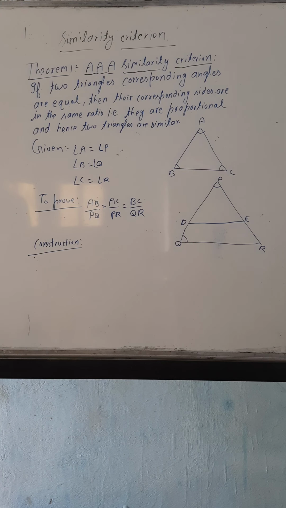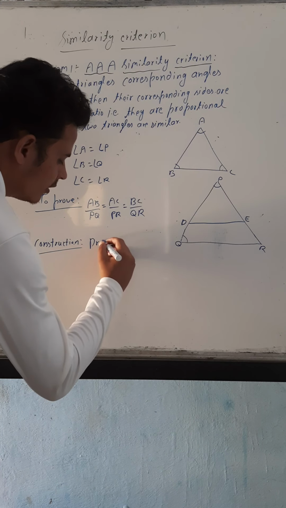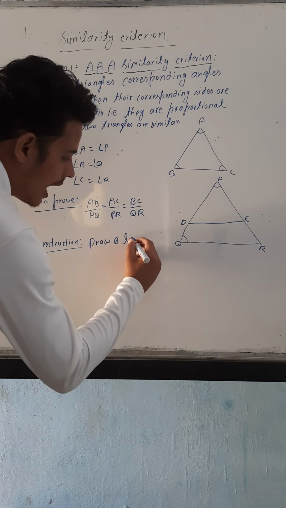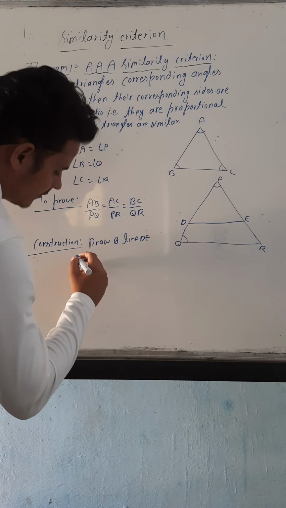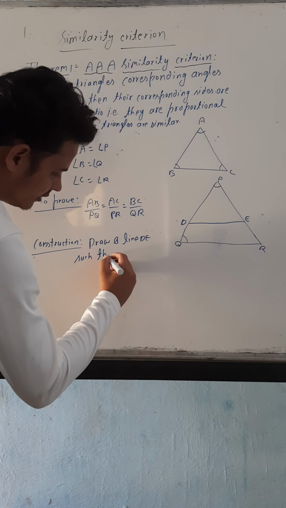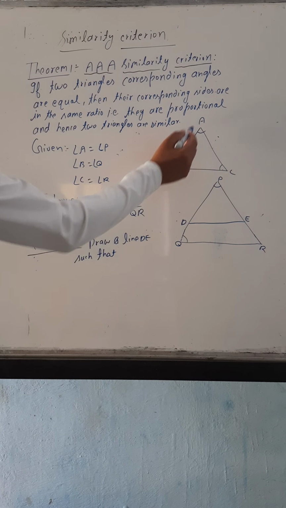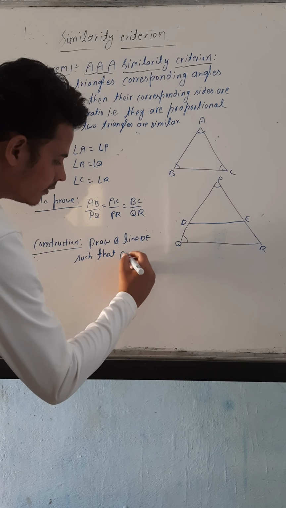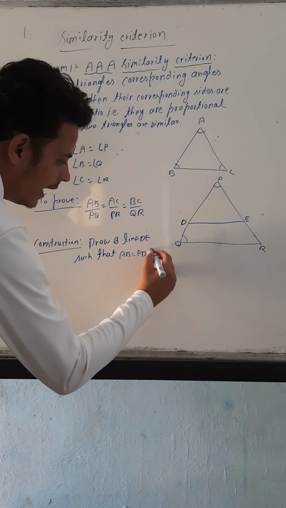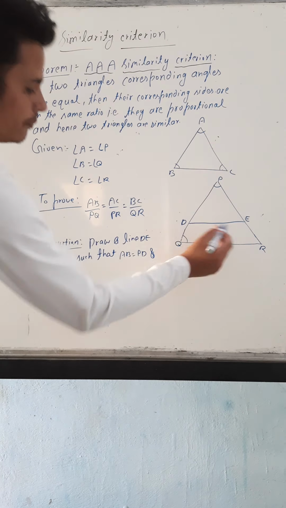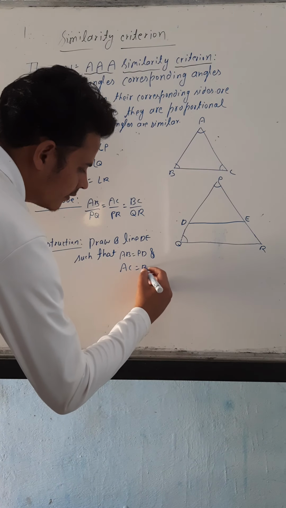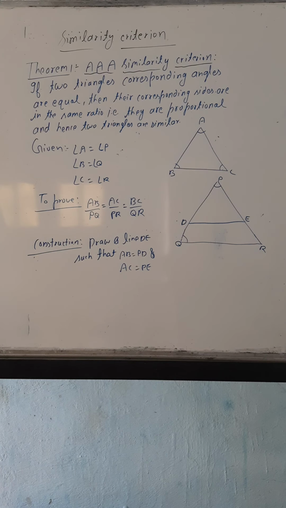Okay. So in the construction part we will write, draw a line DE such that AB is equal to PD and AC is equal to PE. Yes or no? AC is equal to this. This is the construction which we do. Okay. Please note it down. Then I am going to erase it.